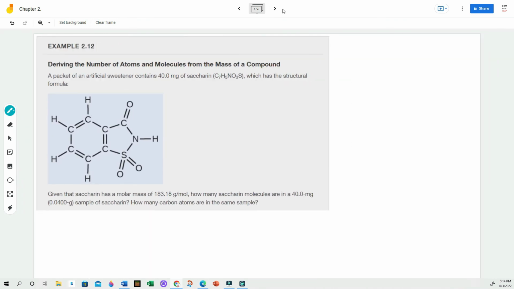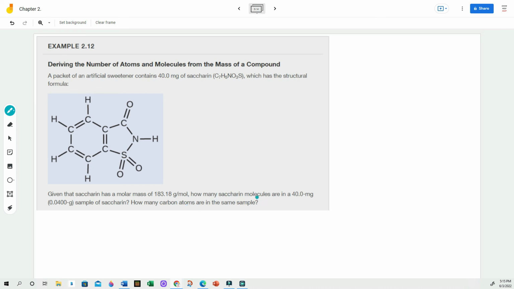Example 2.12. Deriving the number of atoms and molecules from the mass of a compound. A packet of artificial sweetener contains 40 milligrams of saccharin, which has the structural formula, this huge guy right here. Given that saccharin has a molar mass of 183.18 grams per mole, how many saccharin molecules are in 40 milligrams, or a 0.0400 gram sample of saccharin? How many carbon atoms are in the sample? Well, the nice thing is they went ahead and gave us the molar mass, which is fabulous, so we don't have to calculate it. But we do need to calculate how many saccharin molecules and then how many carbon atoms.